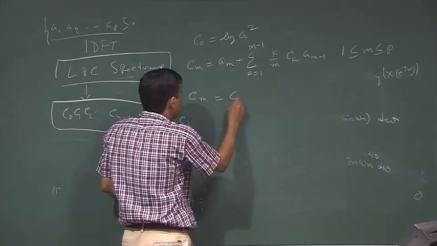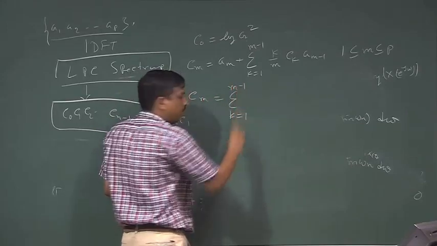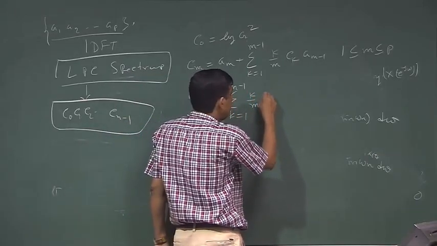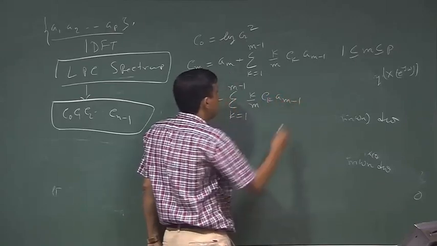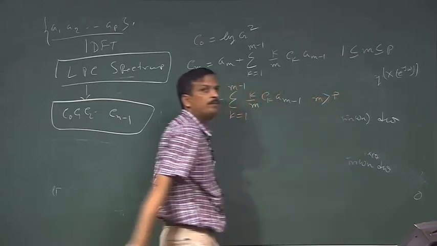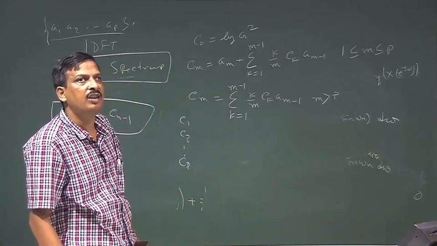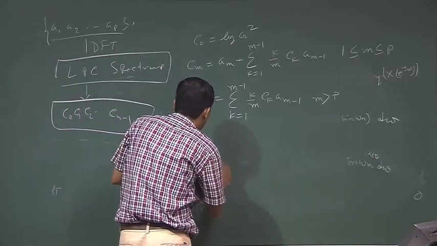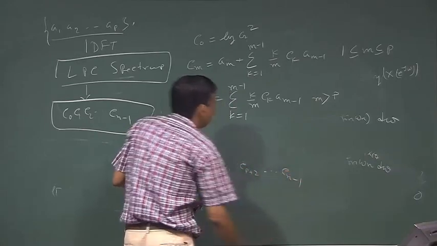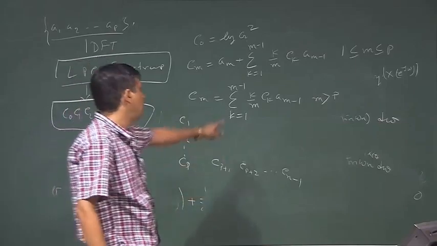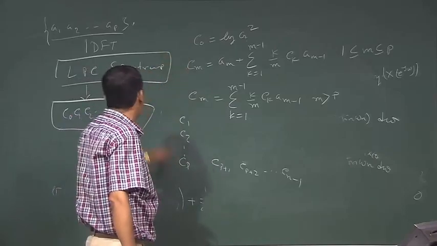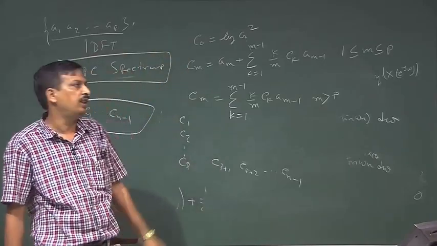Then it is said Cm is equal to the sum over k equal to 1 to m minus 1 of k by m into Ck A m minus k, if m is greater than or equal to p. If m is greater than p, then I get Cp plus 1, Cp plus 2 dot dot dot Cn minus 1 using this formula. Okay. So, I get C0, C1, C2, C3 up to Cn minus 1 using this.